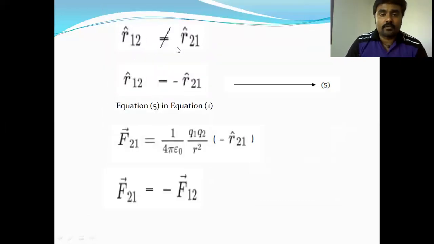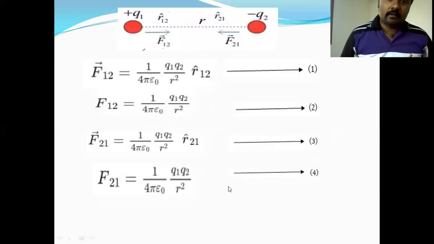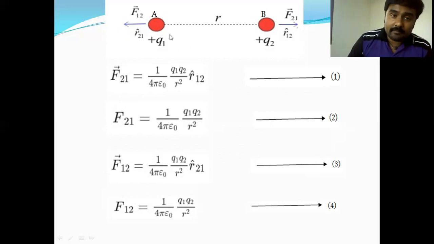R12 cap is not equal to R21 cap, because R12 cap is directed from Q1 to Q2, and R21 cap is directed from Q2 to Q1. This is a unit vector, meaning a vector having unit magnitude. So R12 cap is not equal to R21 cap.